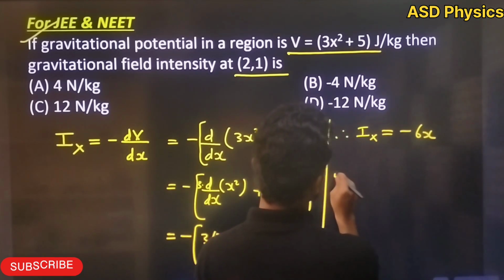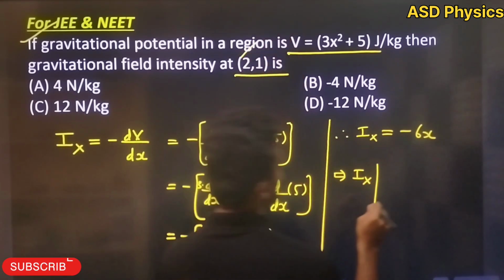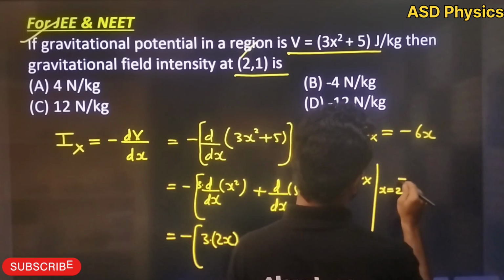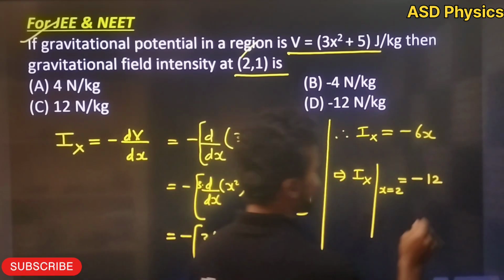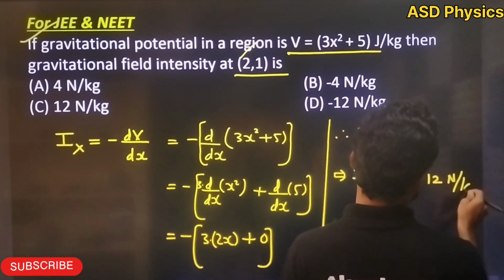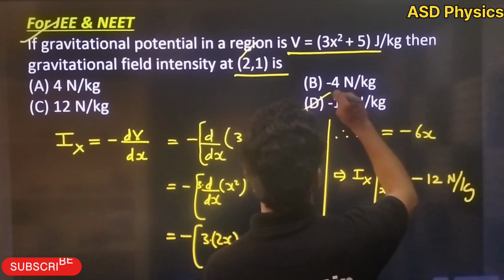Now we have to get the value at which point? The value of x given is 2. So we'll write here at x equal to 2. It will come minus 6 into 2, minus 12, and the unit is Newton per kg. So which option is correct, students? Here you can see the correct answer is option D.